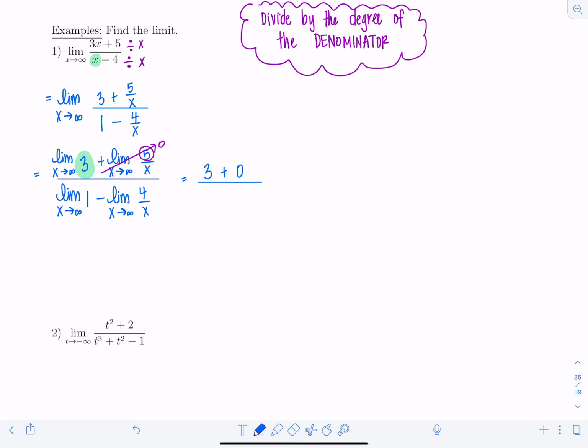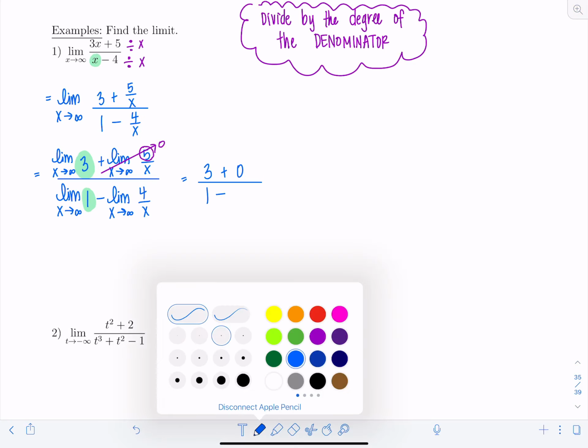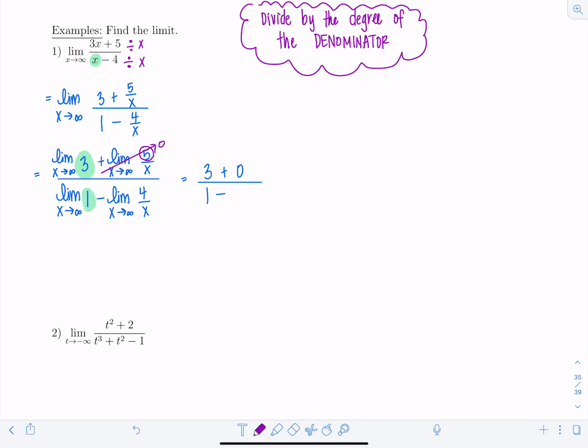Now let's look at the denominator. So we have the limit as x approaches infinity of 1. I don't see any x's in that expression, so that's just going to be 1. Minus the limit as x approaches infinity of 4 over x. Same thing, the denominator is getting larger and larger and larger. 4 is just a constant, it's not changing. So this whole term goes to 0 as well. And we're pretty much done. So in the numerator we have 3, in the denominator we have 1, so this limit is equal to 3.